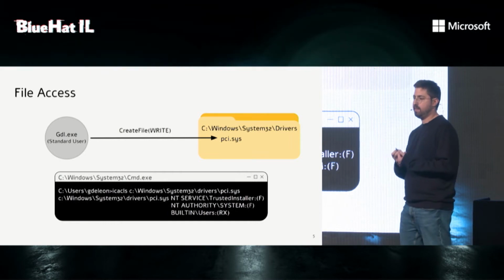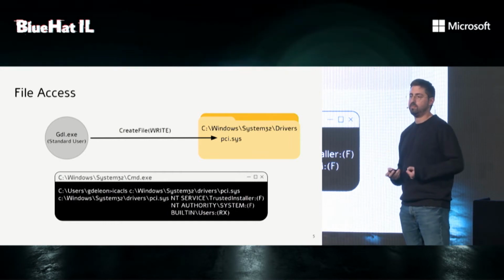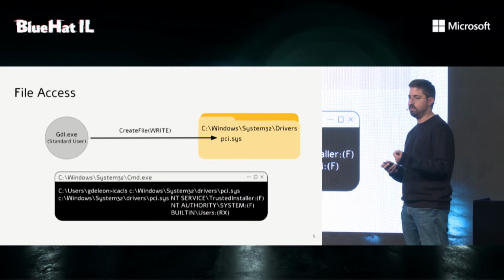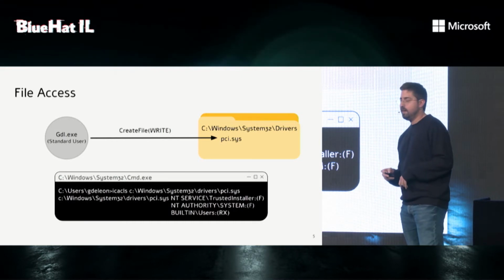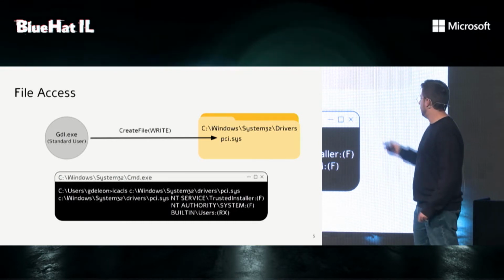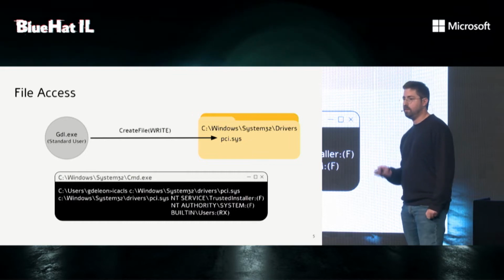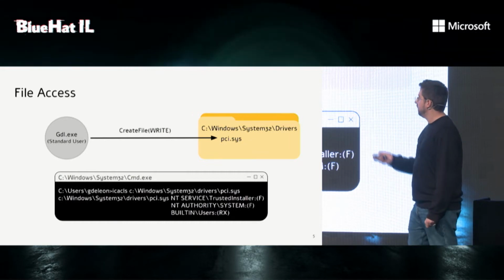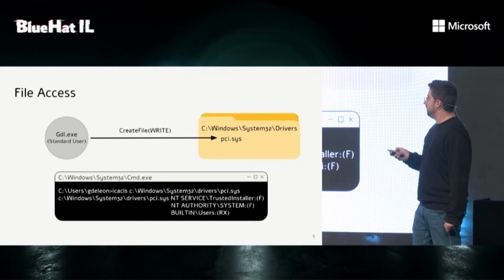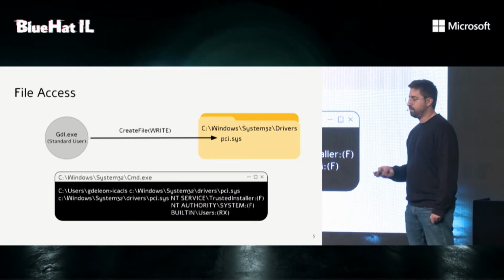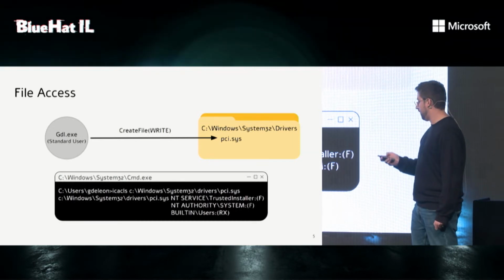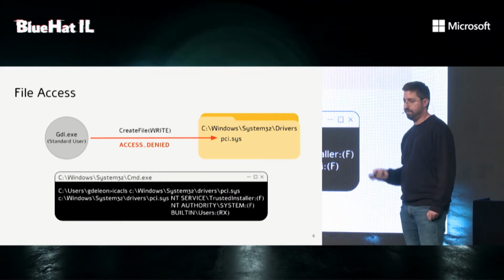And it means that a process running under this group can read, write, execute, delete the file, and do whatever it wants. As opposed to that, a process running under the built-in users group can only read and execute the file. So gdl.exe running as a standard user that's part of the built-in users group, if it tries to open pci.sys for writing, it will get an access denied error.